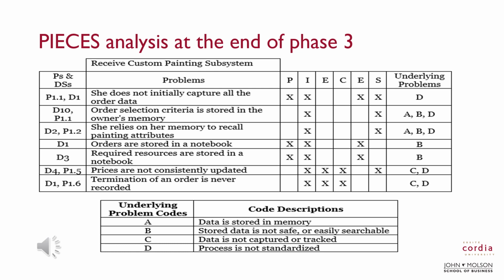About the underlying problem C, where data is not captured or tracked, sometimes prices are not recorded in D4. And also, termination of an order is never recorded in D1. Finally, about underlying problem D, where a process is not standardized. When a process is not standardized, it might be missing or may not be consistently used. It's there though. Process 1.1 never records termination status of an order in D1. Process 1.5 does not always update D4, which has an impact on D4.